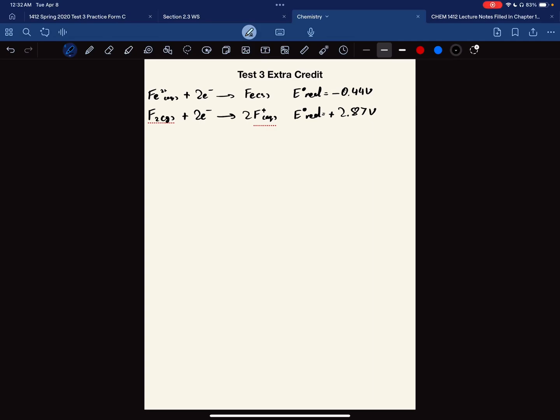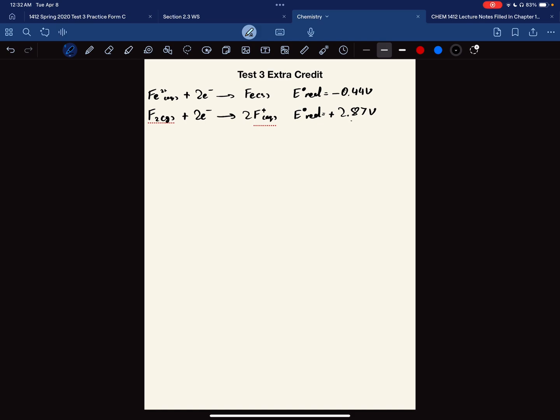Hello guys, so in this video we're going to be sketching the galvanic cell for the following two half reactions. So the first one we have is going to be Fe2+ going from aqueous to Fe solid, and F2 fluorine gas going to fluorine ions. So we have the E naught red values for both.